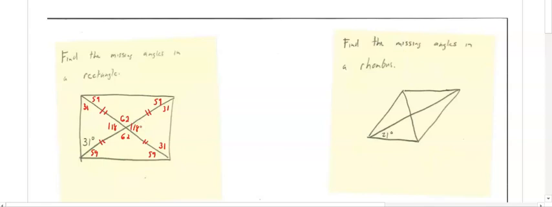In the next one, we want to find the missing angles in a rhombus. So in a rhombus, remember that your diagonals are perpendicular, so it's going to create four right angles. We also know that our opposite angles are bisected. So all of these angles are 21. We can subtract 21 and 90 to get the missing angles then are going to be 69 degrees.